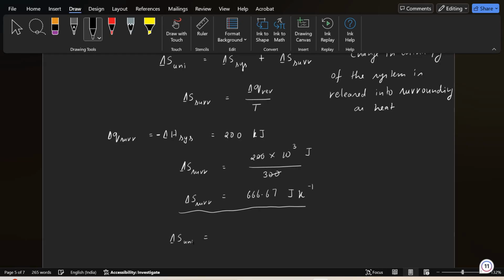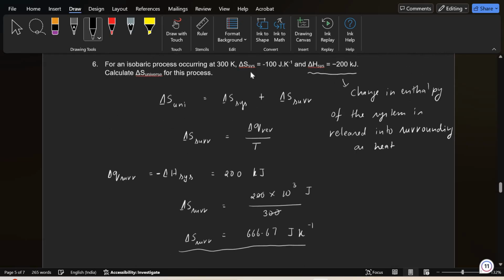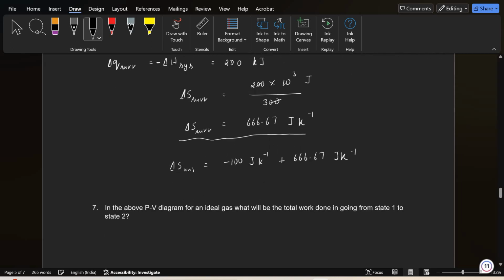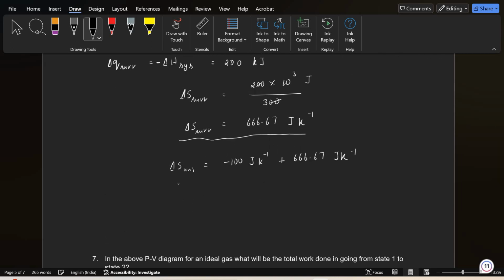That is equal to, what is the delta S system? Delta S system is minus 100 joules per Kelvin plus 666.67 again joules per Kelvin. So what is the total value now? 566.67. So delta S universe is positive, which is correct, right?